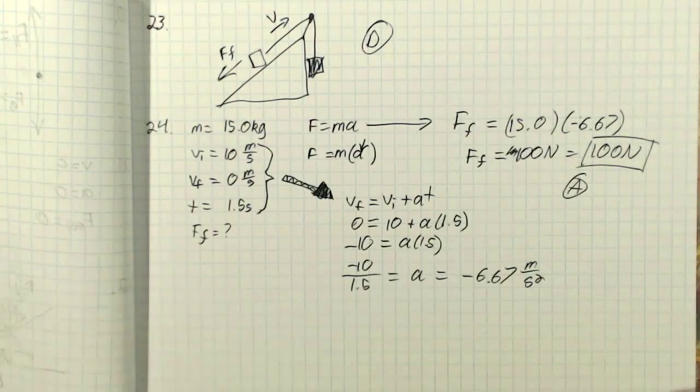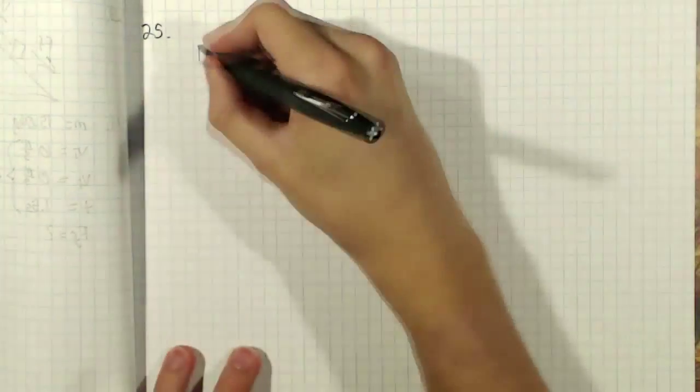The next question is 25, which says the diagram below represents a 10.0 Newton block sliding down a 30-degree incline at a constant speed, and it wants to know the force of friction acting on the block is approximately. Hang on, let me draw this real quick.